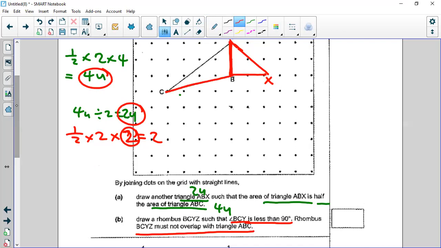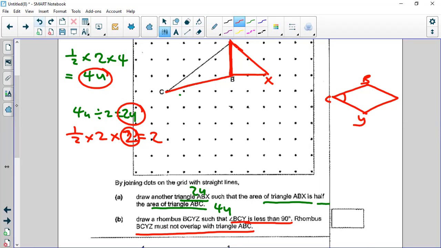BCY. So draw a sketch. If you don't know how to do it, draw a sketch. Your figure must be something like that. All right, your angle BCY must be less than 90, right? So your numbers will be something like that.